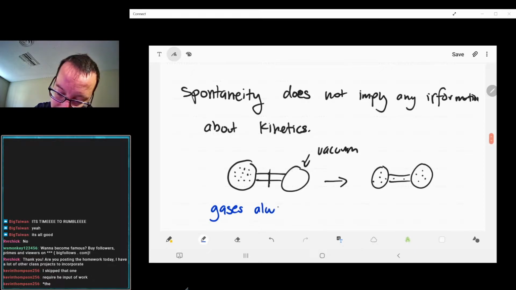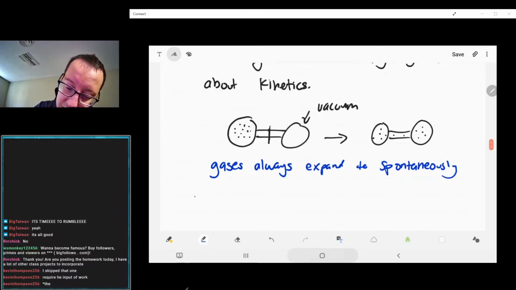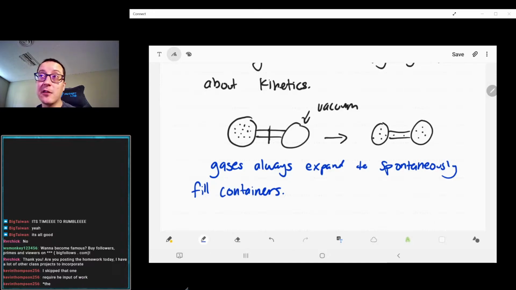Gases always expand to spontaneously fill containers. So we're going to see why that's going to be the case in a little bit. We know that. That's another spontaneous process. And we're going to see just the likelihood of all of those distributed gas particles happening to be on one side, as in the original state on the left, not going to happen. That's going to be non-spontaneous, right? We can't just somehow force all of those gas molecules to go back on the left. Again, without putting some crazy amount of energy into this process.